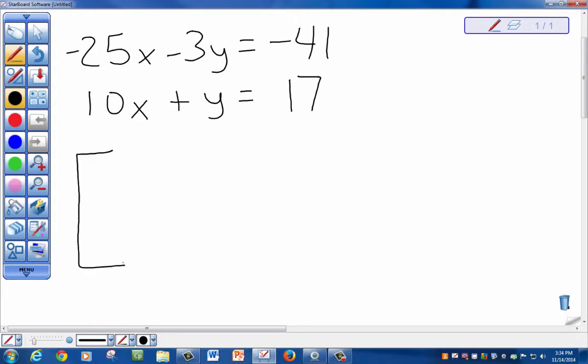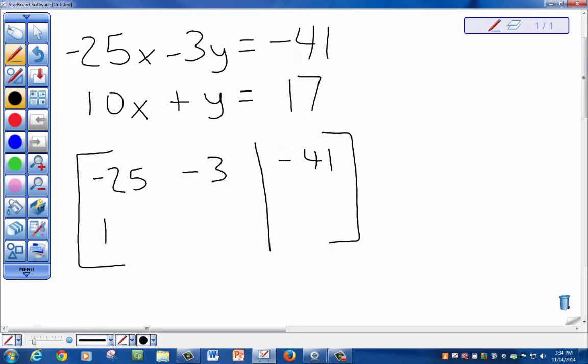When using a matrix, we only use our coefficients. In our first equation, we have negative 25, negative 3, and negative 41. In our second equation, we're going to use 10, 1, and 17. Even though they don't tell you 1, it's understood to be 1, our coefficient. This line will be representing our equal sign.